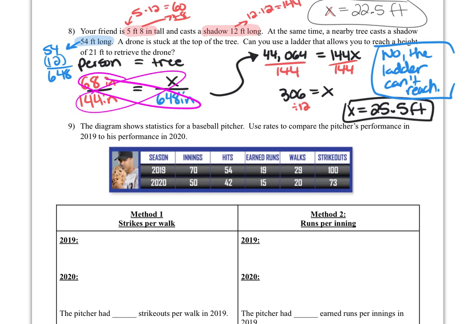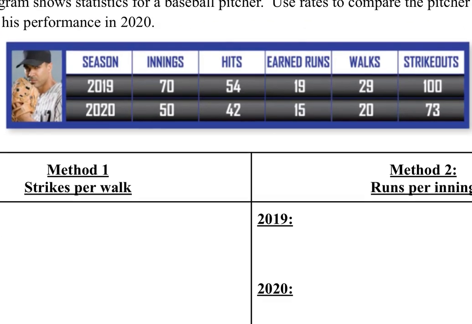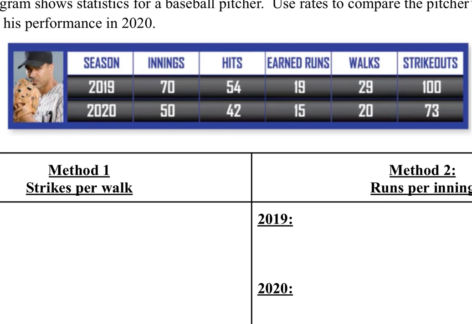All right. So that was our piece on proportions. We're going to talk about rates a little bit, okay? Now, the diagram below shows statistics for a baseball pitcher. Use rates to compare the pitcher's performance in 2019 to his performance in 2020. So I'm going to zoom in on this guy here, okay?